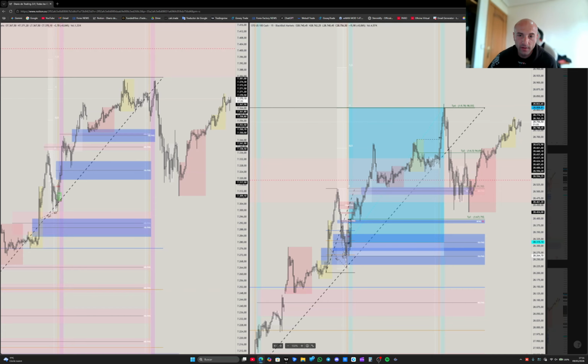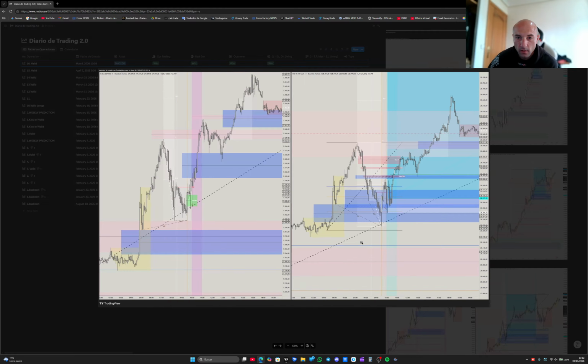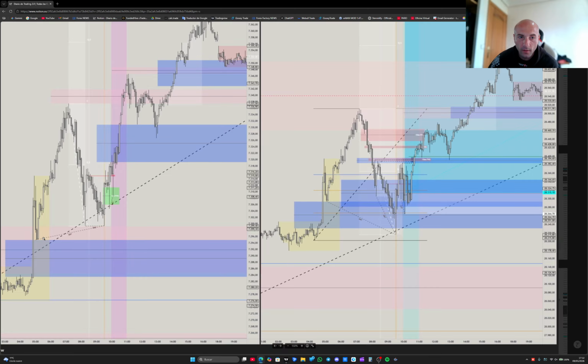What happened here is 9:30. I expect manipulation. Where's the manipulation? This SMT is a manipulation. On the 5-minute, you can see it clearly. SMT, SMT, SMT, SMT. Okay, here price goes up.